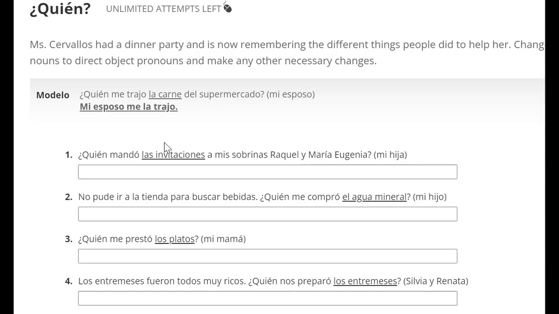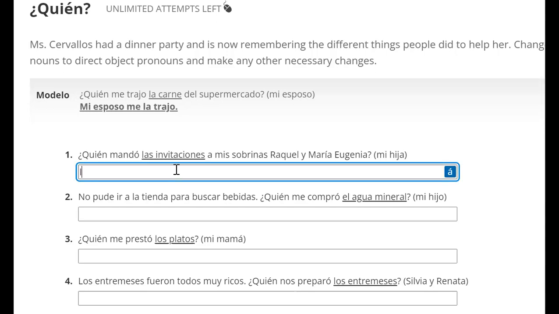So we know invitaciones now is our direct object. There is a word that we use to replace that direct object, las invitaciones. What word would you use to replace las invitaciones with a pronoun? So we don't need to say invitations again. We can just say them, like who sent them. And you should have come up with las. Las is the direct object pronoun. So I'm just going to write the DOP here, the direct object pronoun.